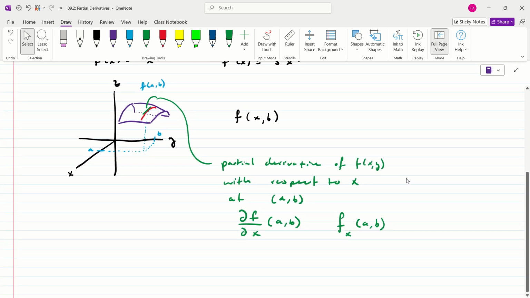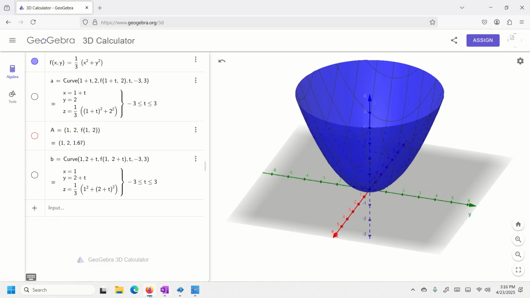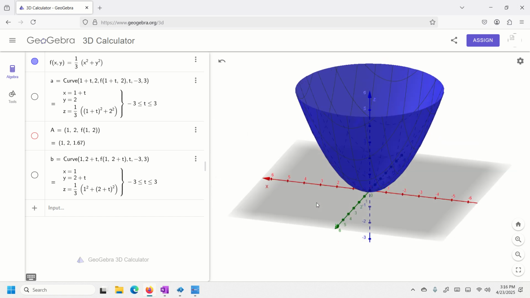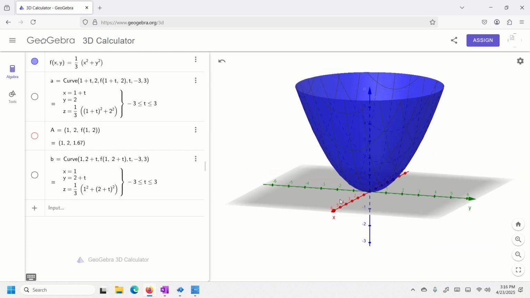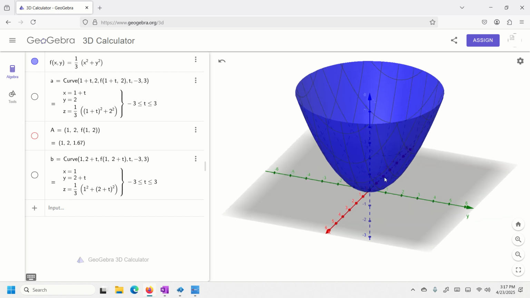To get a better grasp of what's going on, I'm going to take you to GeoGebra 3D. And in GeoGebra 3D, let's suppose that we're working with this surface, 1/3 (x squared plus y squared). This guy would be a paraboloid, kind of like a parabola, but in 3 dimensions. And here you have, again, the x-axis coming out towards you, positive y is to the right, positive z is up. And suppose that we're trying to compute the partial derivative of f at the point 1, 2.